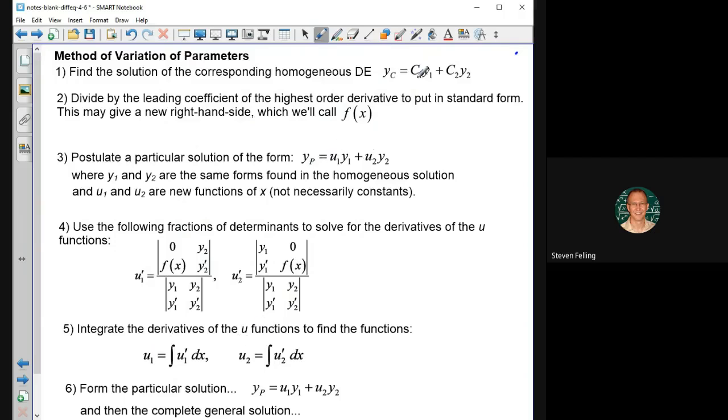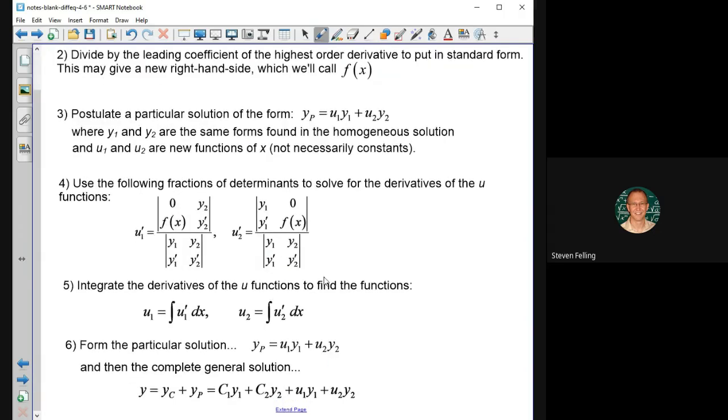Then you just tack those on to the same functions you had in your yc to form yp. And then you form the complete solution by taking your yc and adding your yp terms. Right? So it's a little different. It's more flexible. So why would we not always use it?